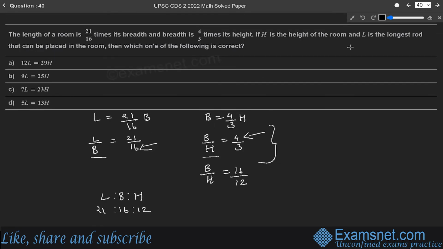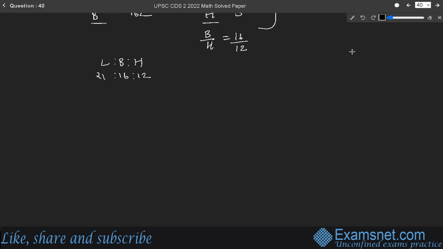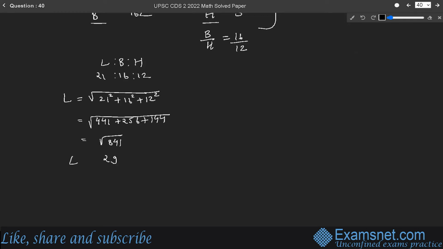Now it is given that L is the longest rod that can be placed in the room. So if L is the longest rod, then the longest rod will be equal to under root of 21 square plus 16 square plus 12 square, which will be equal to, 21 square is 441, 16 square is 256 and 12 square is 144. And all this are in the under root. So it will be under root of 841. And we know that under root of 841 is 29. So L is equal to 29 here for the rod.